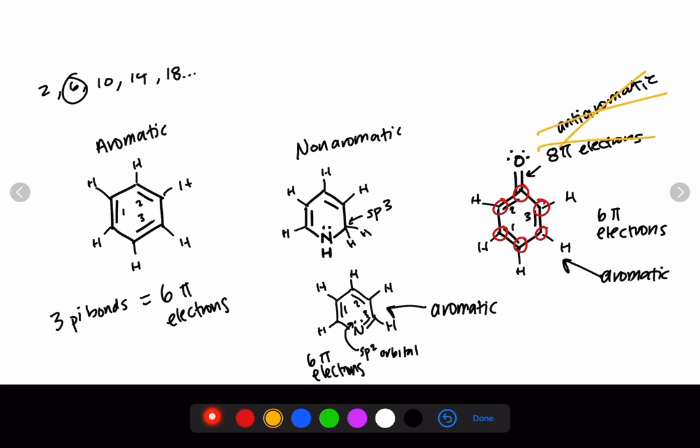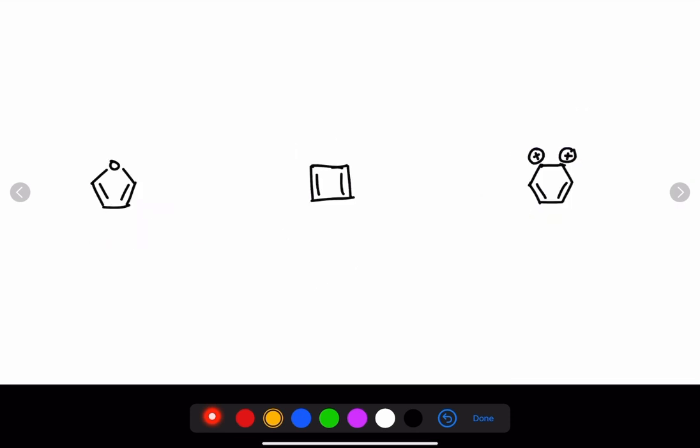However, that is not the case because we are not considering the oxygen just for purposes of aromaticity. Determining aromaticity is a skill that builds off of previous topics, so if you are confused on determining the hybridization of atoms or a conjugated system, please check out my previous videos on these topics. Let's look at some more molecules.